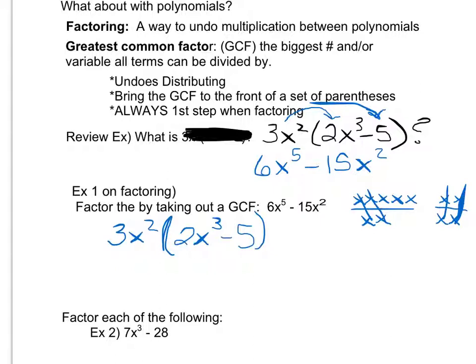I close that parenthesis to show that I'm done, and my factored form is 3x squared times 2x cubed minus 5. So remember, our goal was to get a multiplication problem. Because I am multiplying here, I have successfully gotten that multiplication problem. And notice that when I started with 3x squared times 2x cubed minus 5 up here in the review problem, the answer I got was 6x to the 5th minus 15x squared. When I started with 6x to the 5th minus 15x squared and factored it, the answer I got was that multiplication problem.